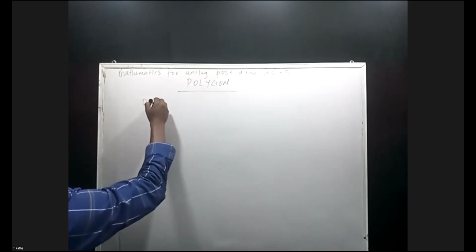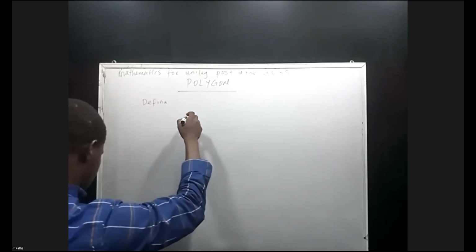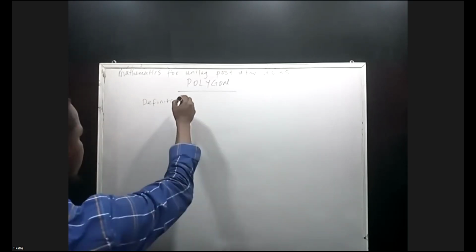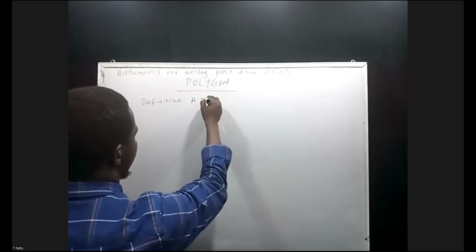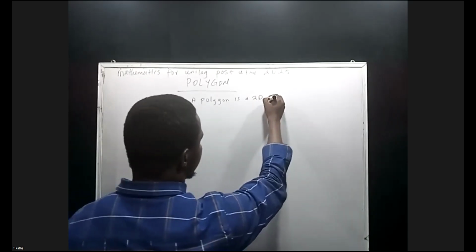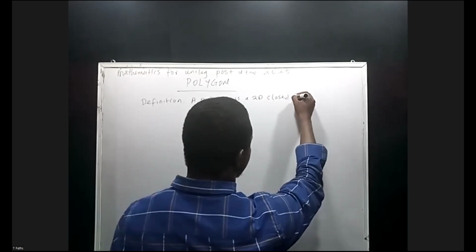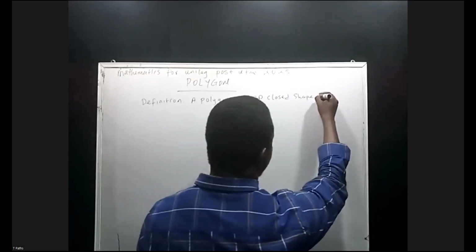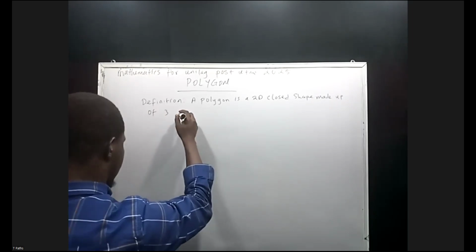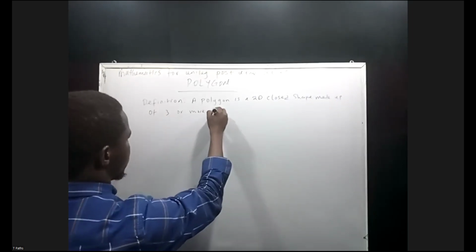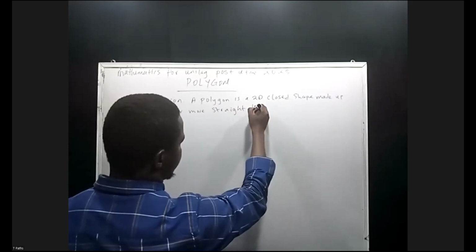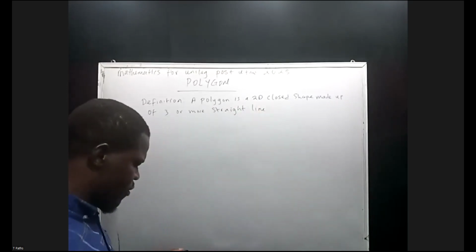If you can't see the board, please let me know. One is the definition: a polygon is a 2D closed shape made up of three or more straight lines.